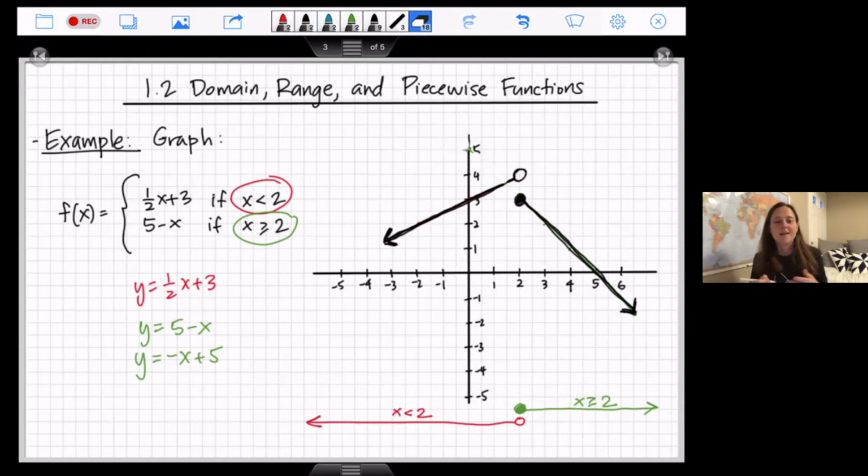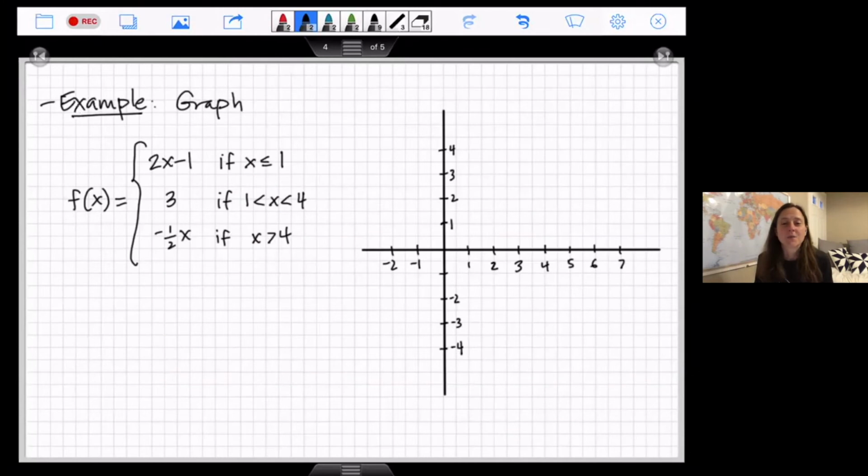All right, and that's my piecewise function. And if I look at that, it passes the vertical line test, and it kind of looks like a function, like a Frankenstein function that took two parts of two different graphs and kind of taped them together, all part of the same function. Okay, here's our next piecewise function.